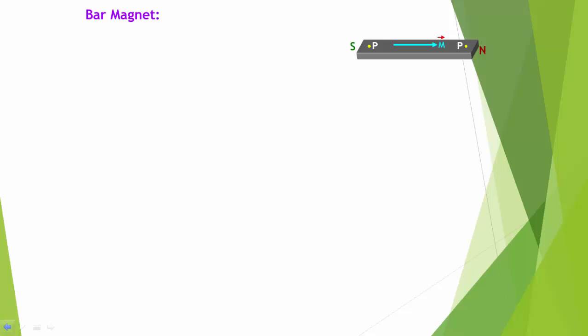The two poles in a magnet are separated by a small distance, which is called magnetic length. Means the two poles in a magnet, or the distance between the two poles in a magnet, is called magnetic length. And geographic length means the actual length of the magnet. The actual length of the magnet is called geographic length. And the distance between two poles in a magnet is called magnetic length.